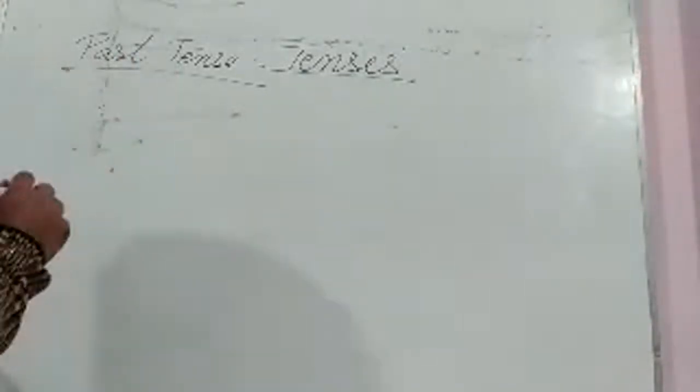So students, now we are starting our past tense. We have completed our present tense. Now we are going to see past tense with its four kinds. As I told you previously also, past tense has got four kinds.